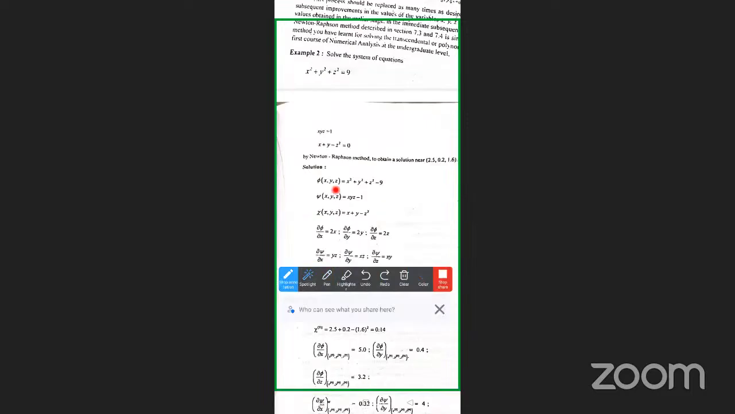So pi of x, y, z is equal to x square plus y square plus z square minus 9. Psi of x, y, z is equal to x into y into z minus 1. Next, gamma of x, y, z is equal to x plus y minus z square. Next we have to find the derivatives. First step is the given equations pi, psi, gamma. Next, differentiate them with respect to x, y, z.